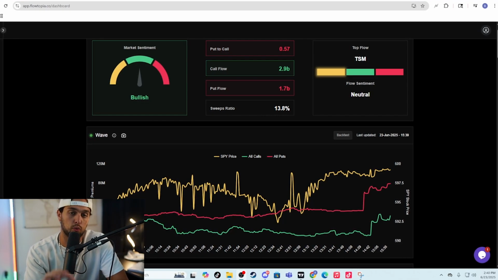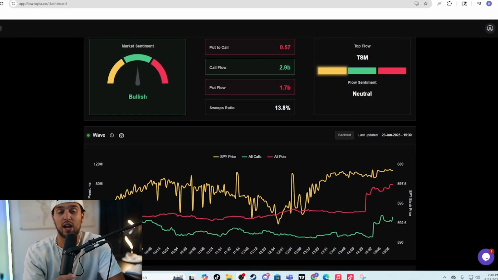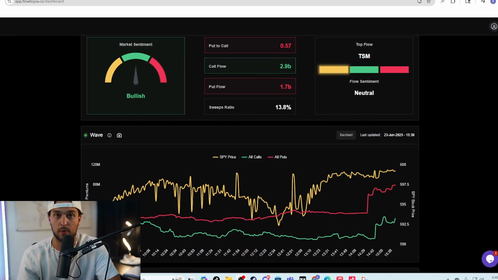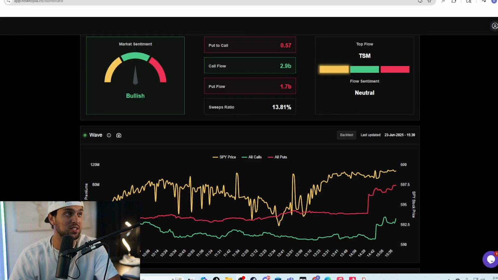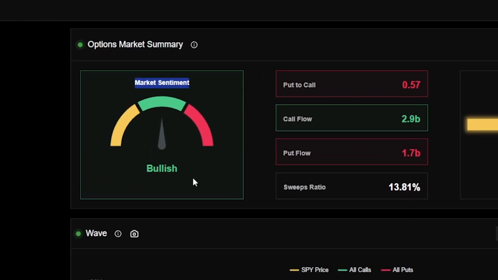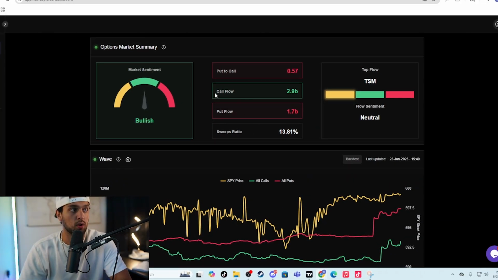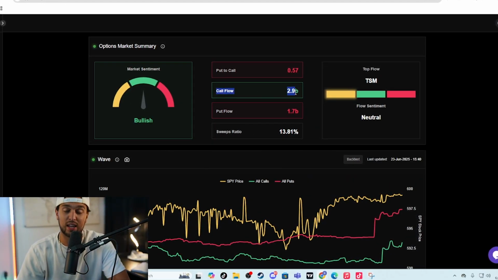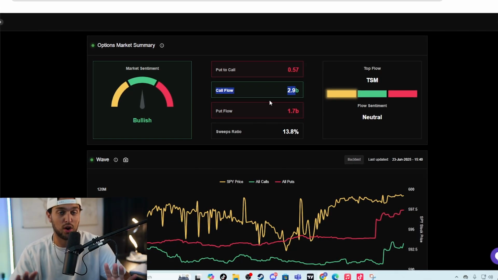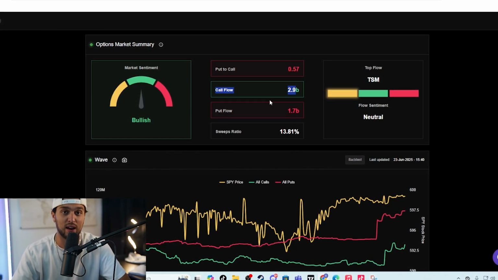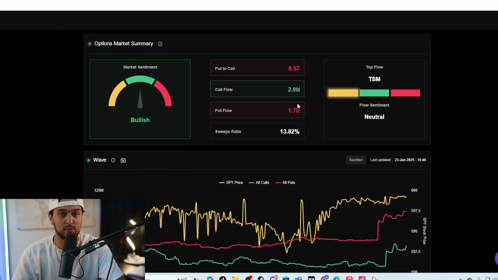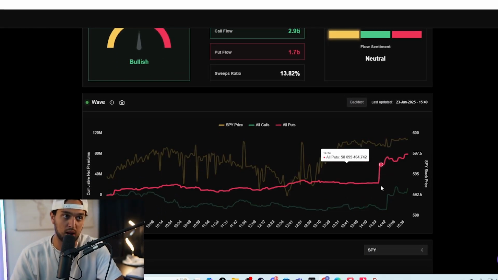Okay, let's get into it real quick. WAVE is what tracks the overall net premiums coming into the market. Now you might ask, what's the difference between market sentiment and WAVE? Because they both are tracking calls and puts, right? Well, market sentiment is tracking everything. There's no filters on market sentiment. It's literally tracking everything. So that's why you'll see sometimes calls and puts a little different than the WAVE.